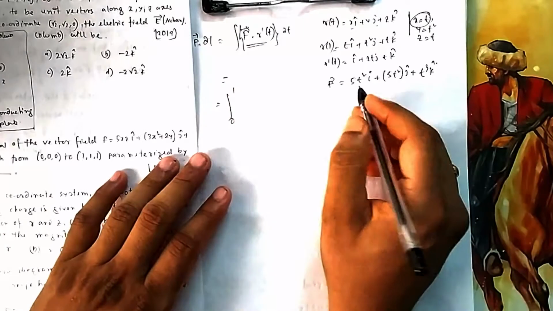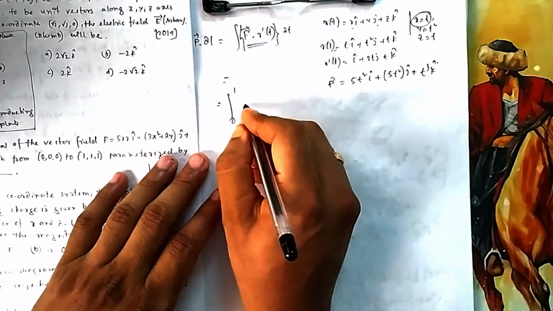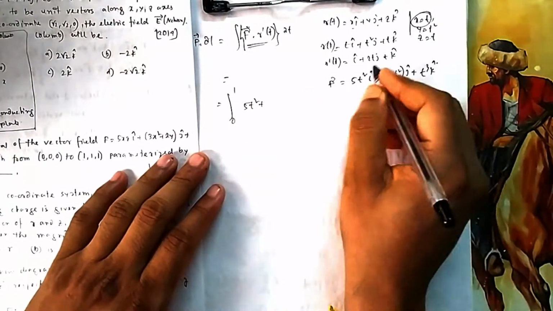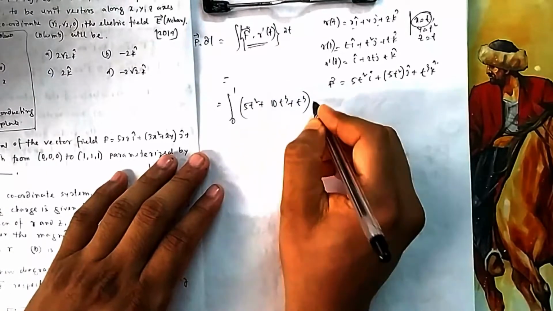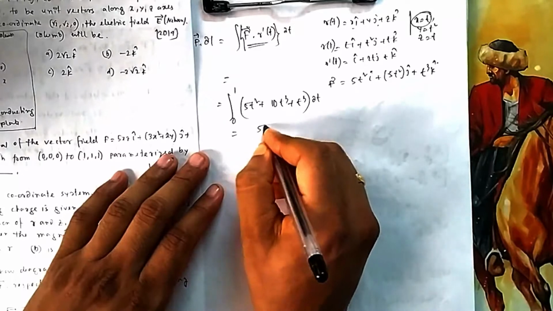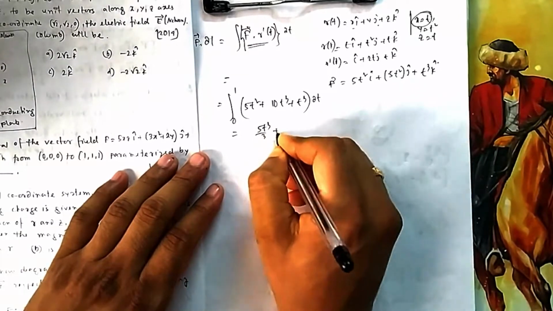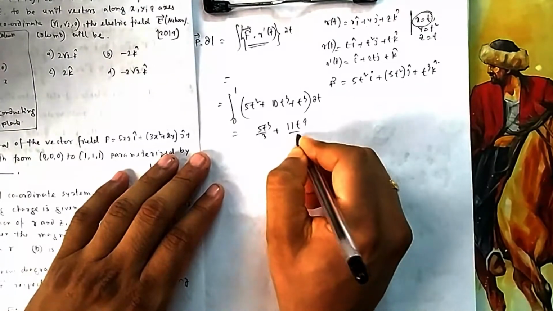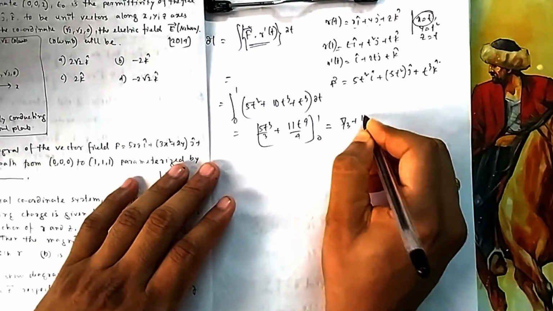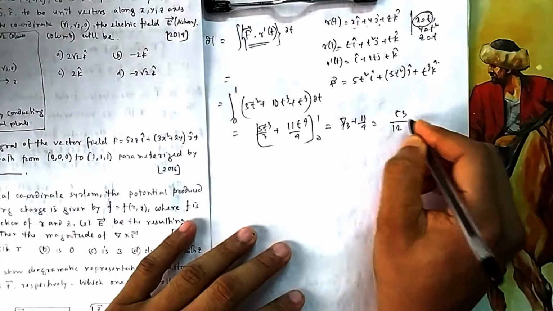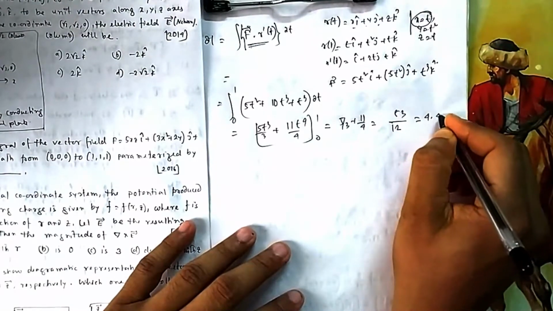So from 0 to 1, if you dot with this, it will be 5t square, then 10t cube, then t cube, dt. So it will be 5t cube by 3 plus 11t to the power 4 by 4, from 0 to 1, which is 5 by 3 plus 11 by 4, which will be 53 out of 12, that is something around 4.416.